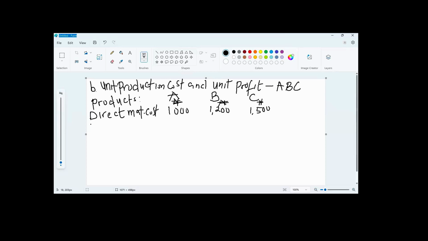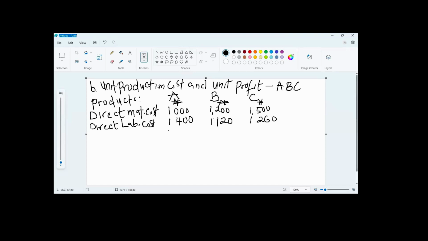Pick the direct labor cost again. That will not change. We have computed before. Direct labor cost, we have computed. 1,004. There is a difference between labor cost per unit and labor cost per hour. There's 1,004 per unit. For product B, 1,120. And for product C, 1,260.